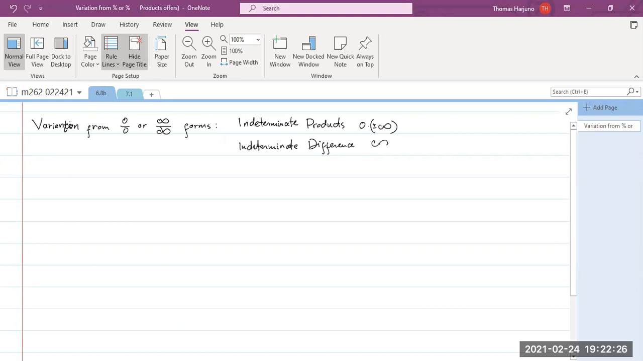Where we have infinity minus infinity, so we cannot really decide. We need to go further. Now, both of these cases, we will massage. We will rewrite them to make them that 0 over 0 or infinity over infinity form. Now then we have indeterminate powers.